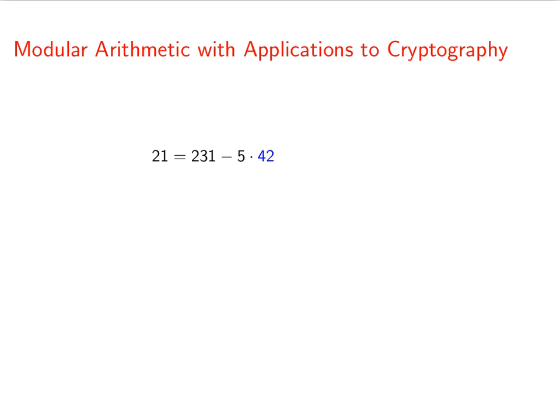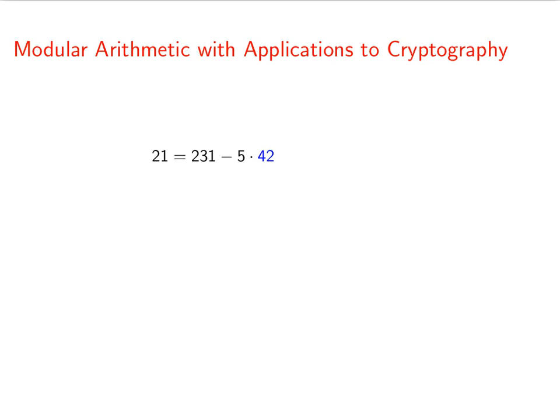Okay, so let's talk about how we're going to work backwards. Now, it may be helpful if you wrote down the equations from the previous slide that told us how we got to 21. We're going to be working our way backwards. Notice that we took one of those equations and solved for 21. So we get 21 is equal to 231 minus 5 times 42.